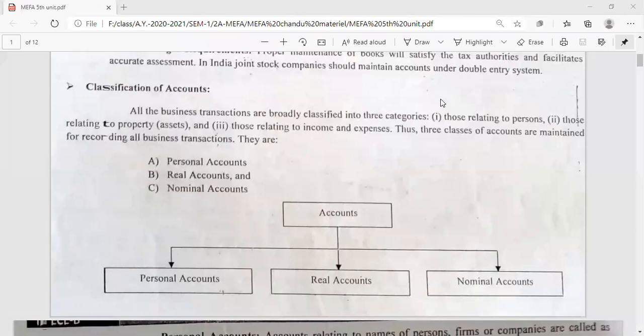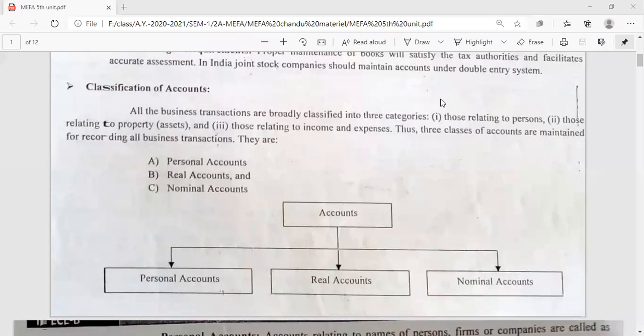So we have three classes of accounts. Three classes of accounts have to be maintained for recording all the business transactions. So what are they?